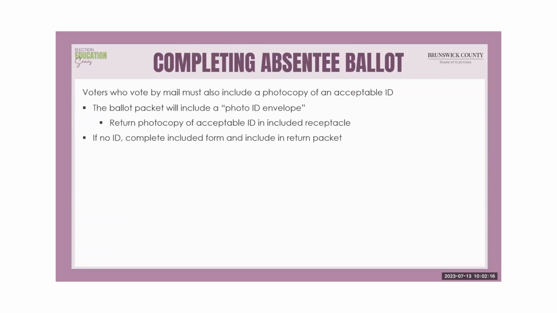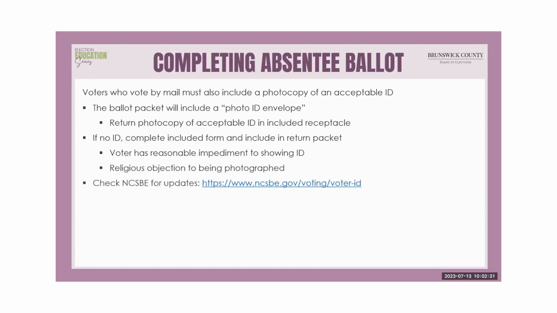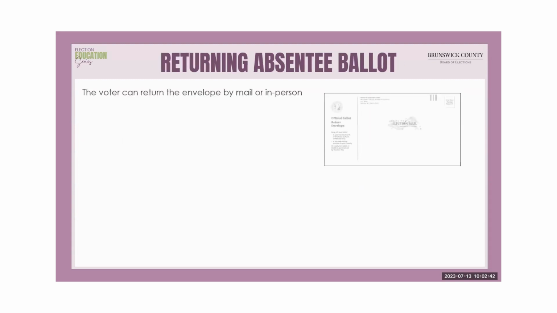The voter will need to select from the list of permitted objections on the form. A reasonable impediment could be that the voter is unable to attach a copy of their photo ID, or they have a religious objection to being photographed. For an updated list of acceptable IDs and ID exceptions, voters can visit the North Carolina State Board of Elections website. Now, the voter can mail the absentee ballot or deliver it to our office in person.